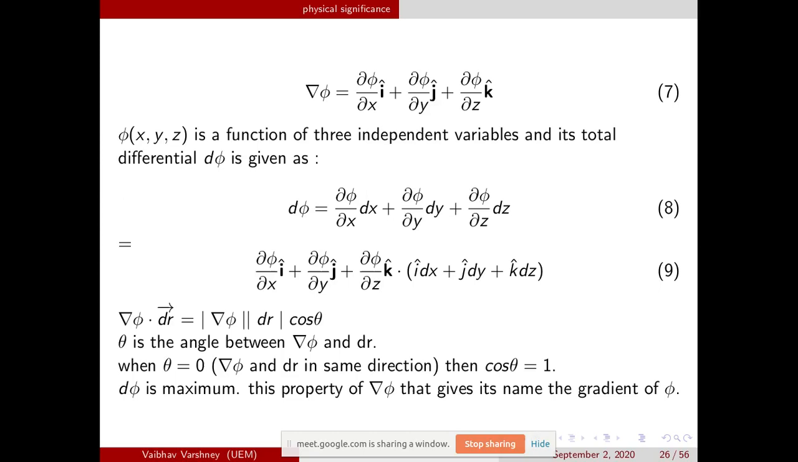But this is the property of this gradient: when it is parallel to the dr vector, then this derivative d phi is maximum. That's why we call it the gradient of phi. In the same way, when we calculate the directional derivative, today we calculated it at 30 degrees. If we calculate at 90 degrees, then it will be minimum. That's what I said, if you calculate it at 0 degree, then it will be maximum. Okay sir, so now this point should be clear.